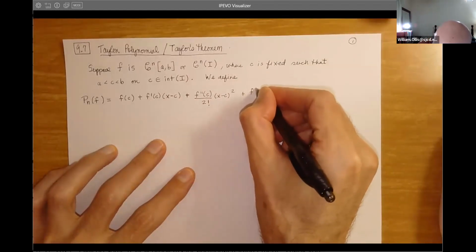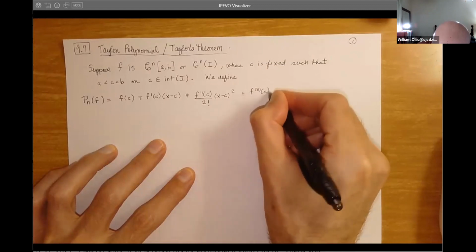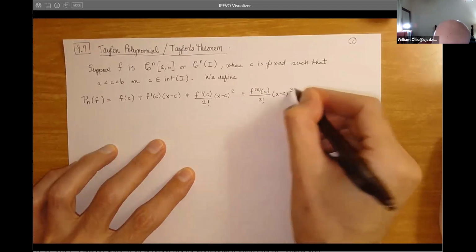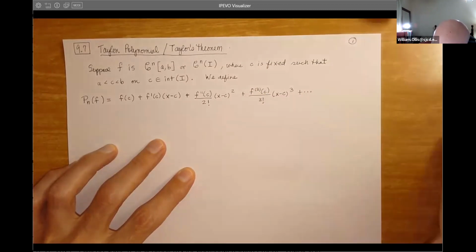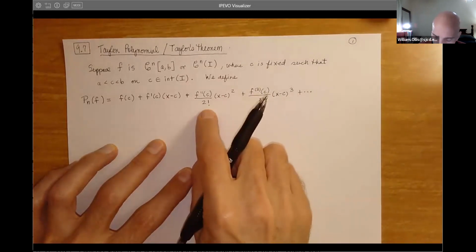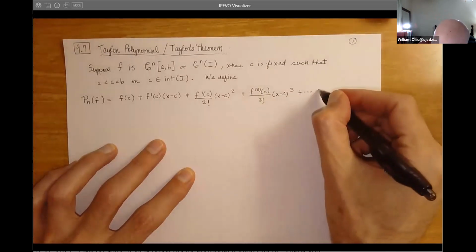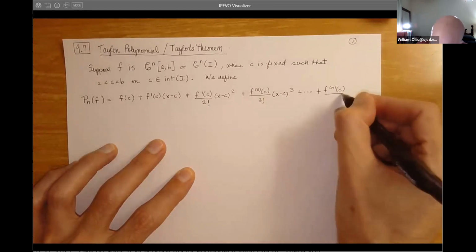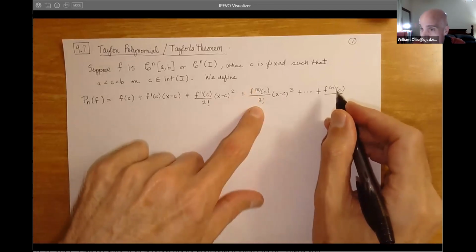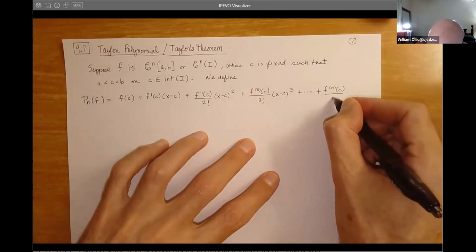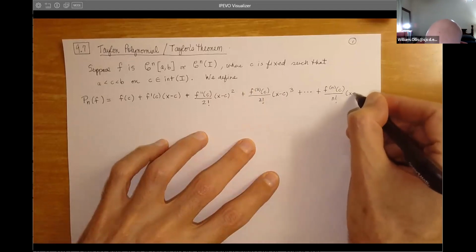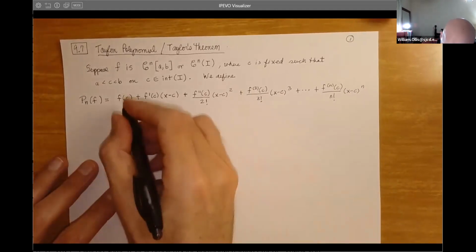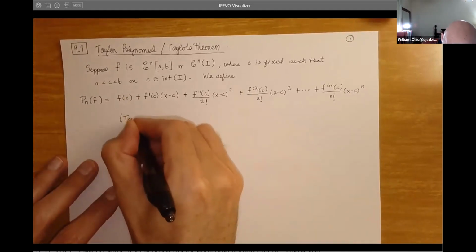Then we have the third order term, with 3 factorial and x minus C cubed, and we just keep going. We'll do some examples with second order and third order to give you some practice. And then we end with the nth order derivative. Again, you see how the order of the derivative and the factorial coincide. So we get n factorial times x minus C to the nth power. This is called the Taylor polynomial.